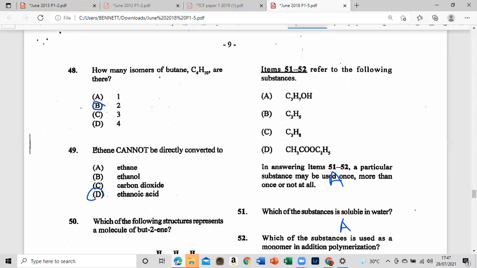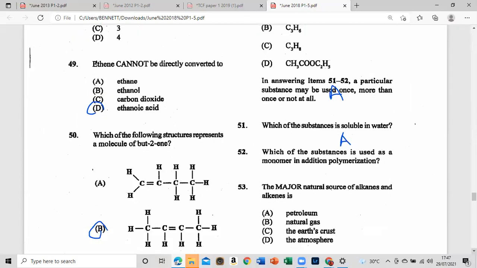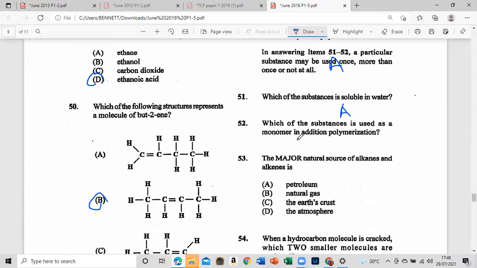Let's move on to 52. Which of the following substances is used as a monomer in addition polymerization? And 52 is B. Notice I'm not writing it out, guys, because I have more to do. So if anything, just watch back the tape, all right?